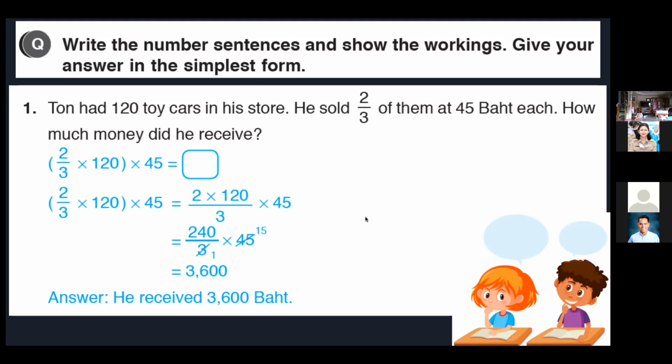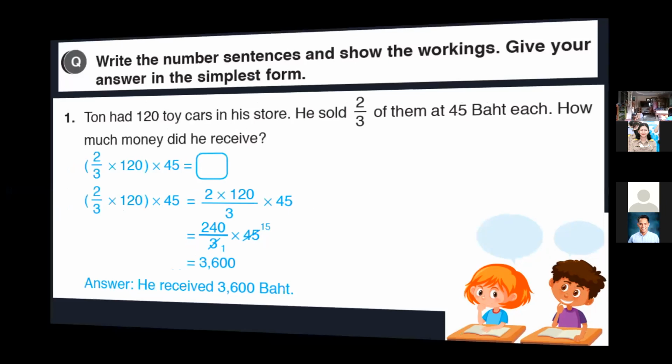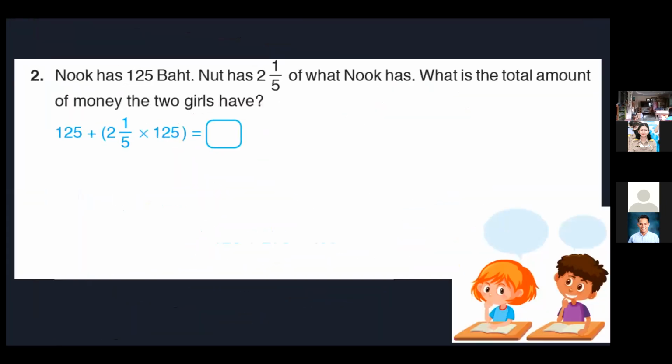Okay, so I'll give you 5, 4, 3, 2, 1. You just look at the correct answer, 3,600. Now let's go to number 2. Okay, so I write again the number sentence. Nook has 125 baht. Not has 2 1/5 of what Nook has. What is the total amount of money the two girls have?